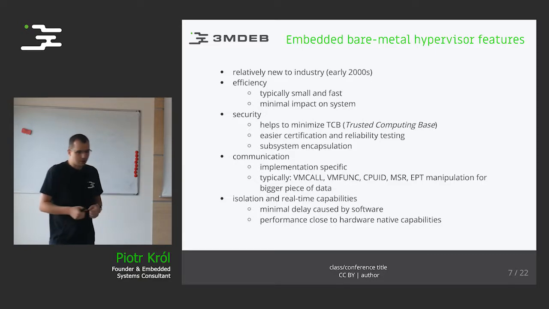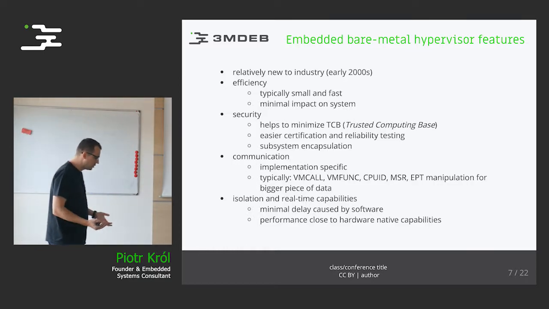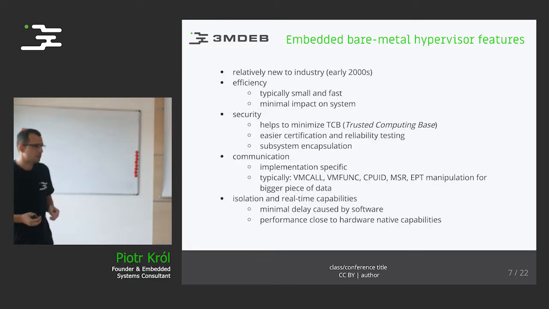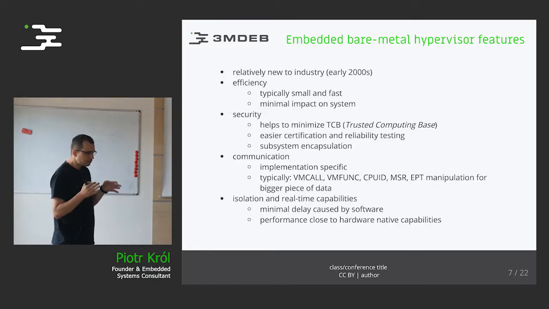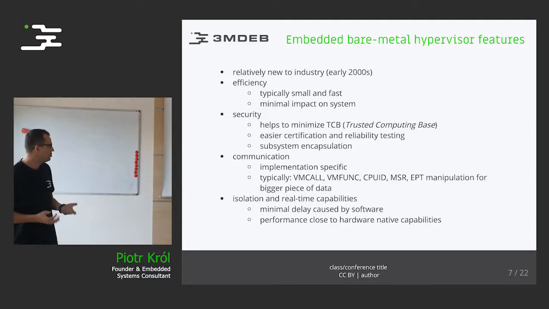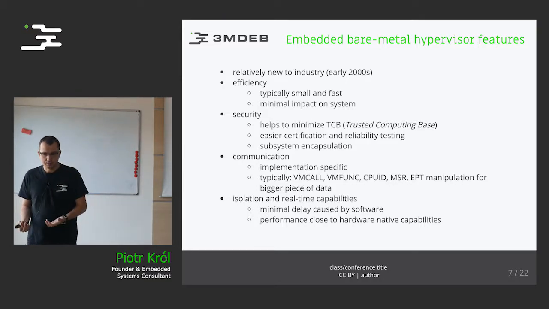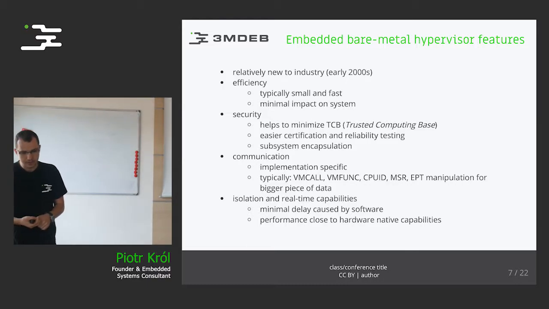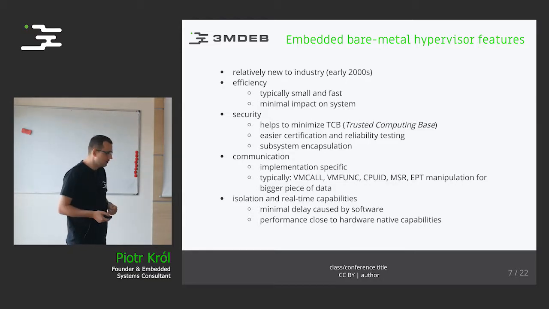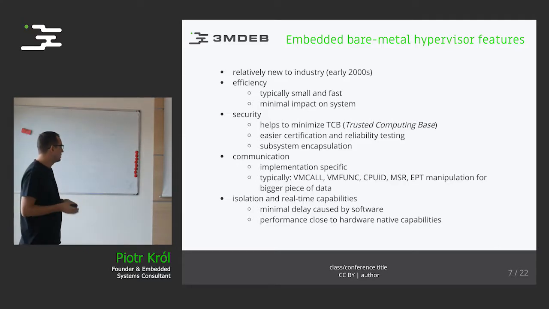If we're talking about real-time capabilities, of course, if we have robotics or automotive, we want as little delay as possible, which means the overhead of the system and of the hypervisor has to be minimal. This is the goal of the hypervisor, so it helps in improving real-time operation. And the performance of those hypervisors is close to native because we have a little code that just does basic encapsulation and basic isolation.